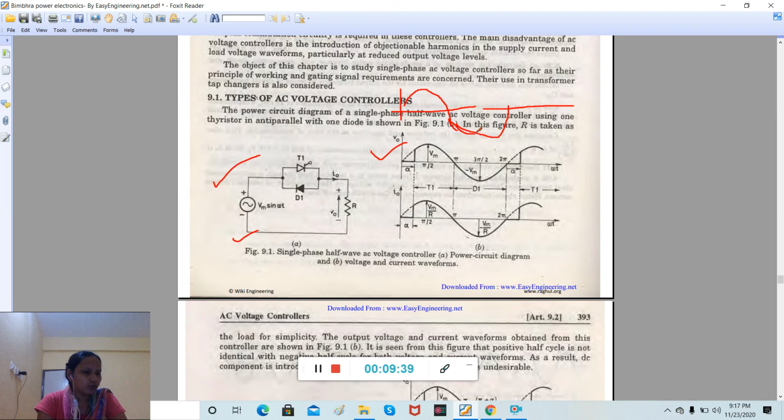What you see here, this is the SCR. The SCR is forward biased when the positive half cycle appears across this terminal. So the SCR is forward biased during the positive half cycle. It is turned on at a firing angle alpha. This is the alpha. When it is triggered here, the thyristor will turn on from this position.